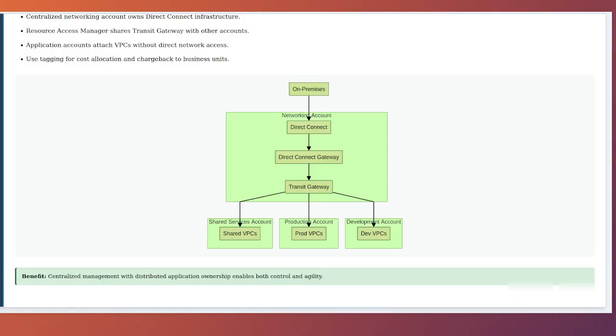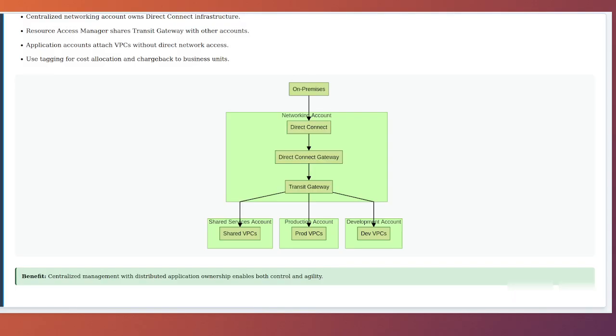Resource Access Manager is key to implementing this architecture. RAM allows you to share Transit gateway attachments with other accounts. From the networking account, you create a resource share that includes your Transit gateway and specify which AWS accounts can use it. Those accounts can then create VPC attachments to the shared Transit gateway.